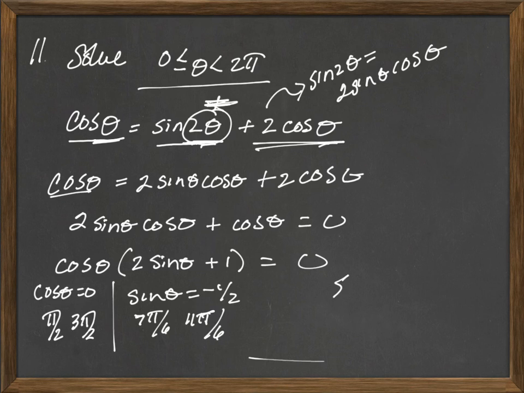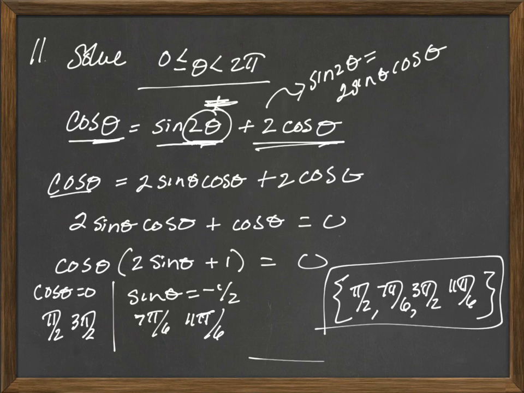So our answers are, going around the unit circle, pi over 2, 7 pi over 6, 3 pi over 2, and 11 pi over 6. So that is the answer to number 11.